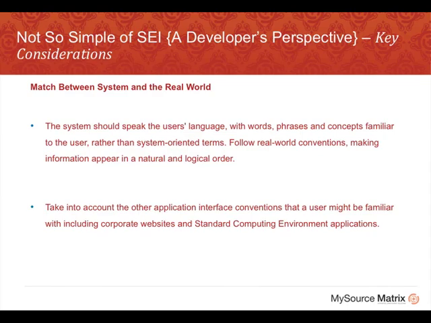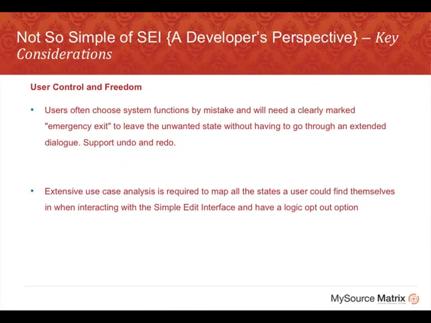They're required to do it to get their job done, and that's the most important thing for them. User control and freedom. Users often choose system functions by mistake and will need a clearly marked emergency exit. Don't trap users in an uncontrolled state within the application. Give them an out. Help them to get their job done.